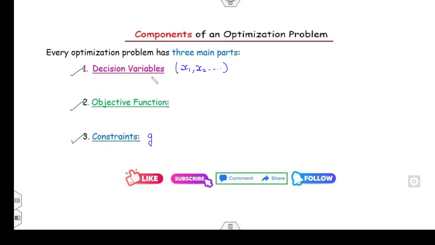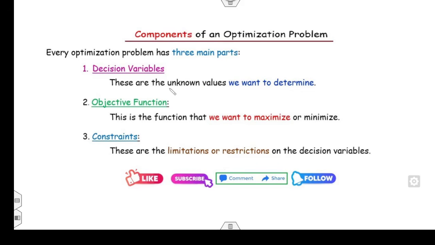So the decision variable means what your target is, like the number of chairs. Like the chair example I gave you, let's say x1 is the number of chairs, x2 is the number of tables. So your target is x1 and x2. These are the unknown variables and our target is to find these values. Objective function is a function which we want to either maximize or minimize, and the constraints are the restrictions which we have decided based on the decision variables x1, x2, and so on.